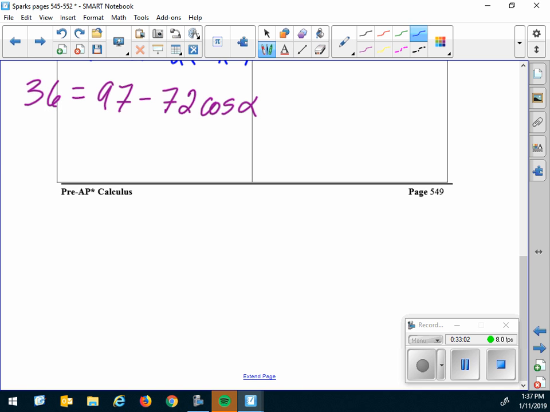All right. What we're going to do is subtract 97 and then divide by negative 72. 36 minus 97, what's that give you? Negative 61, I think. And then we're going to divide by negative 72. You can do all that in one step if you want. That's fine. I know a negative divided by a negative is a positive.